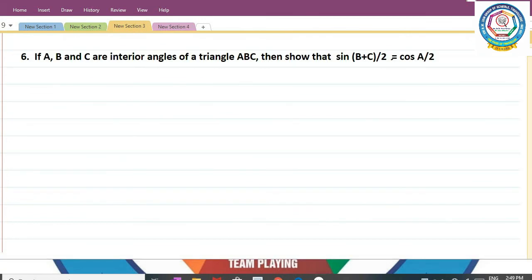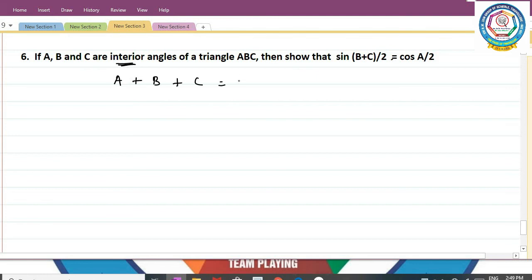Sum number 6. If A, B and C are interior angles of a triangle ABC, then show that sine of (B plus C) by 2 equals cos of A by 2. So what is given? A, B, C are interior angles of triangle ABC. So we know the angle sum property: angle A plus angle B plus angle C equals 180 degrees. We have to prove sine of (B plus C) by 2 equals cos of A by 2.